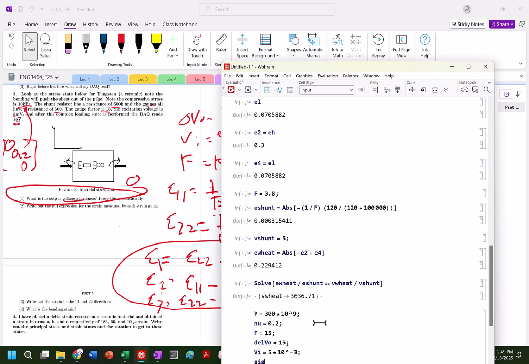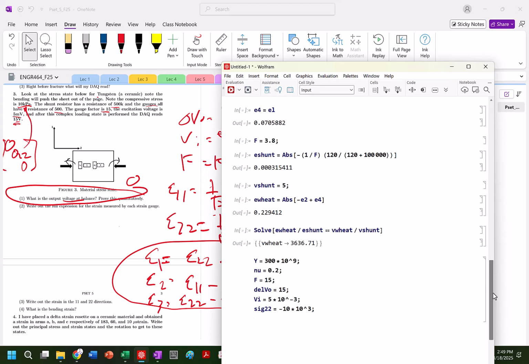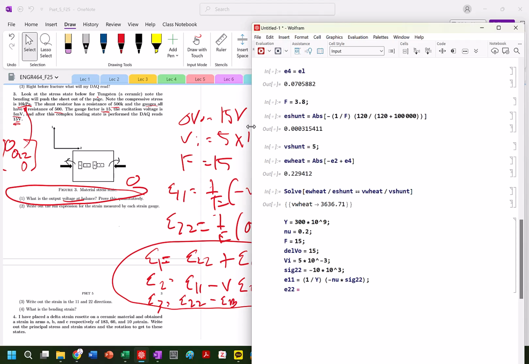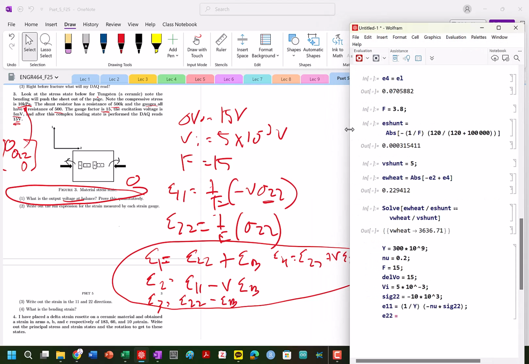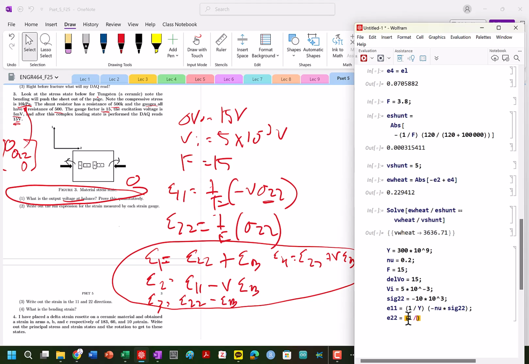Let's see here. Sig 2, 2 is equal to minus 10 times 10 to the 3. Let's do E11 is equal to 1 divided by y, sig minus nu times sig 2, 2. My E22 is equal to, I'm just going to drag this over a bit more, quite a bit more. Great. E22 is equal to 1 divided by y times sig 2, 2.